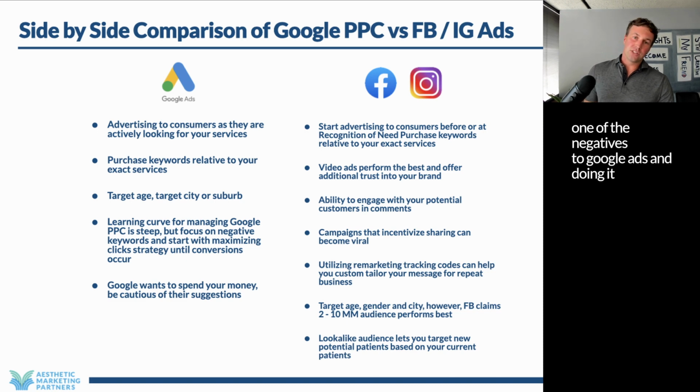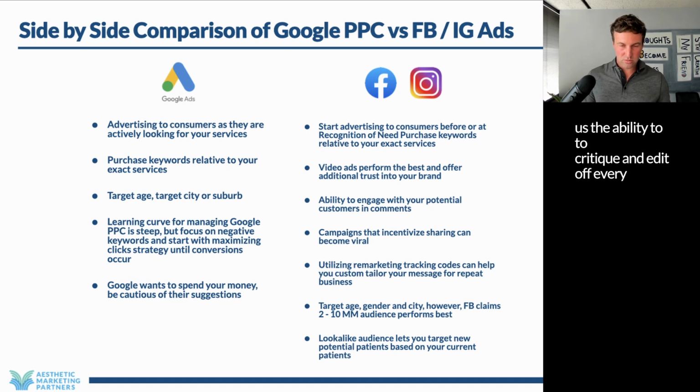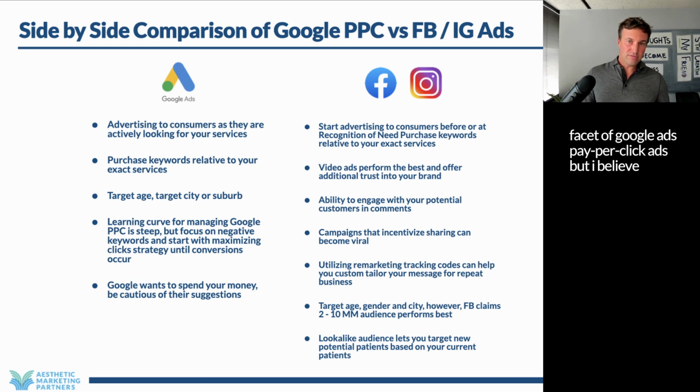I will say one of the negatives to Google Ads and doing it yourself is that the learning curve is quite steep. They do have Google Ads Express, I believe is what they call it now. We don't use that one. We use the Advanced Pro model because it gives us the ability to critique and edit every facet of Google Ads pay-per-click ads. But I believe the Express model is still pretty easy to use. However, there are certain areas you still focus on, mainly negative keywords. I would focus on your bid strategy of maximizing clicks until conversions occur. So you don't want to go to maximize conversions if you don't have any conversions.